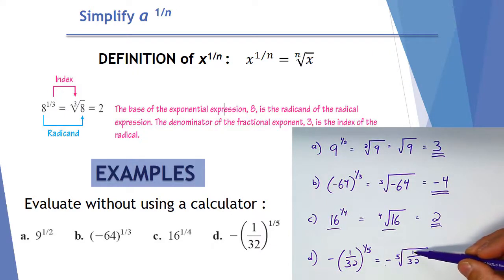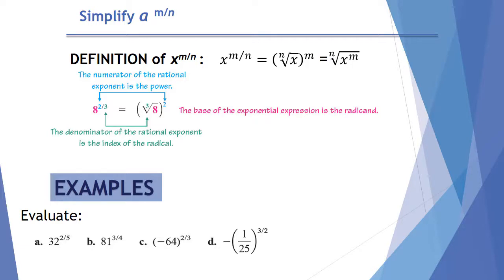The fifth root of 1 up in the numerator is 1, and the fifth root of 32 in the denominator is a 2, and so that becomes negative 1/2. Note that when we have the root of a fraction, we can apply that root to the numerator and the denominator separately. That's one of the properties of radicals.